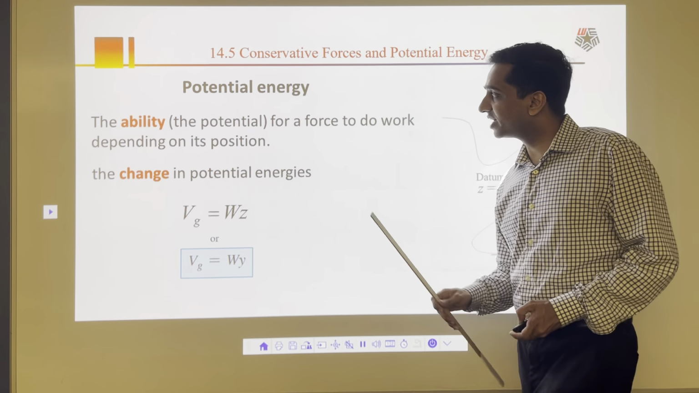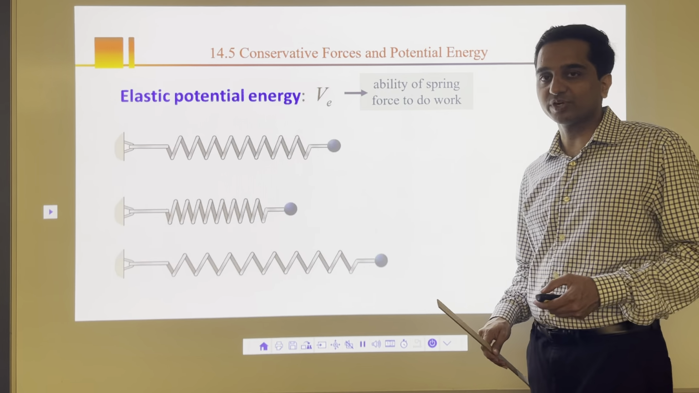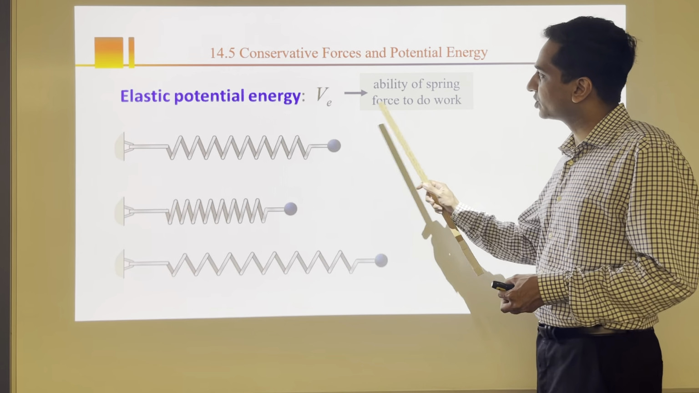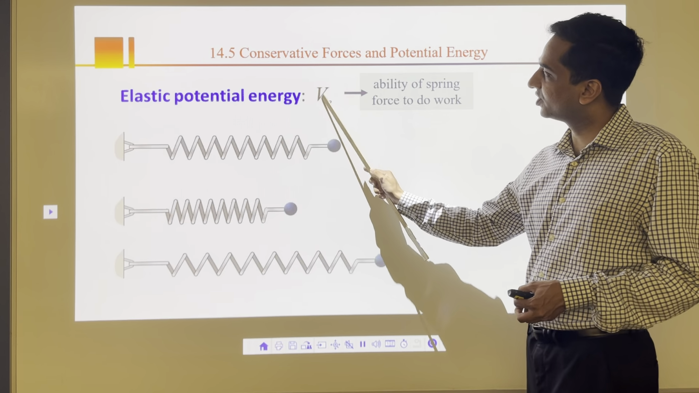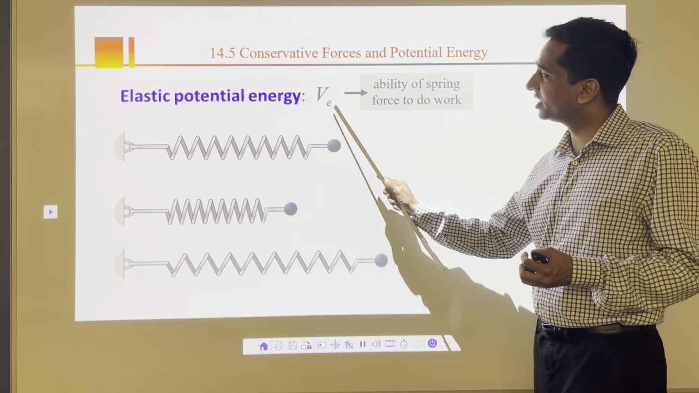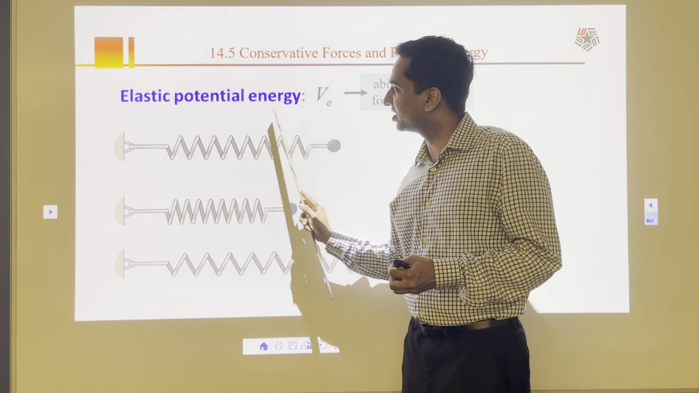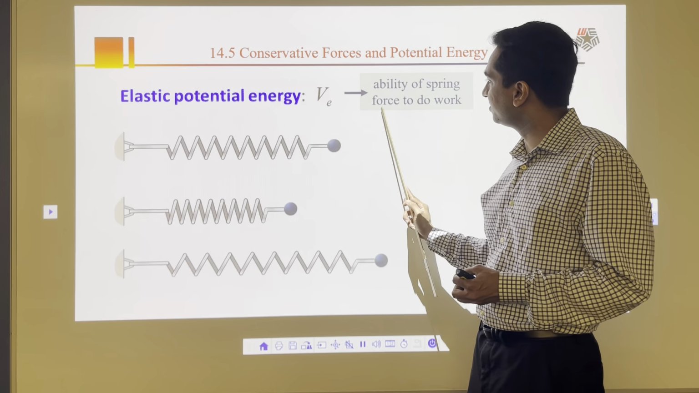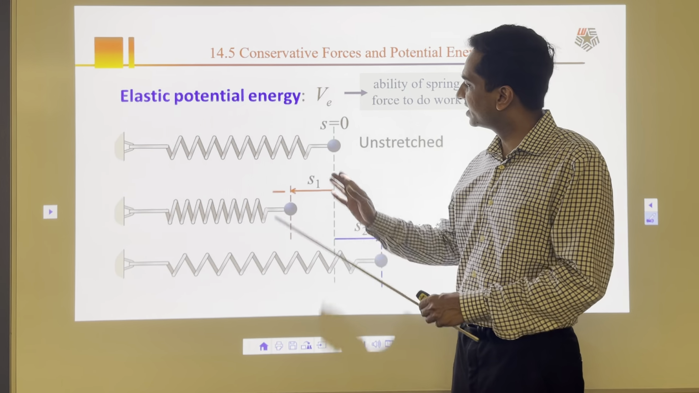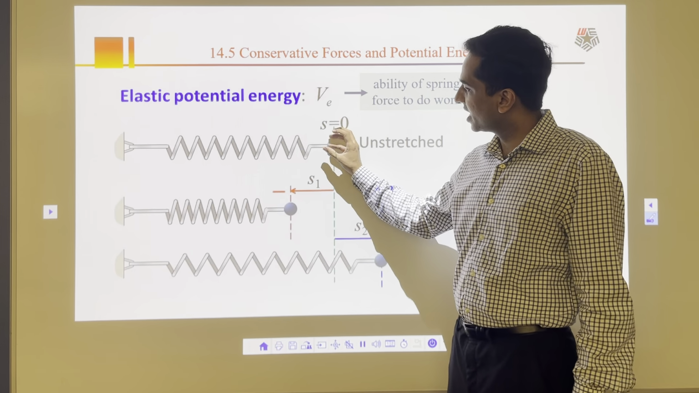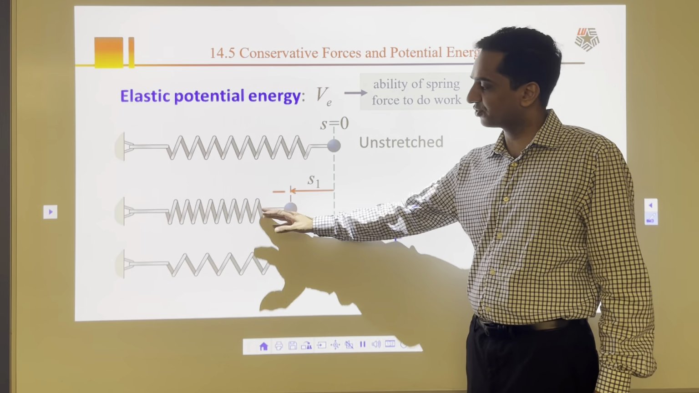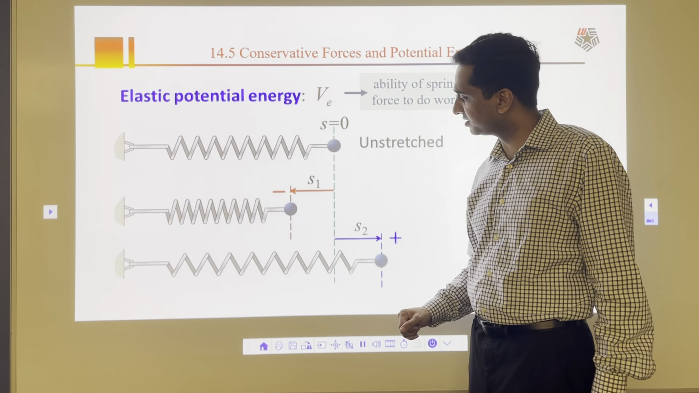Once we are done with gravitational potential energy, there is another potential energy: spring potential energy, or elastic potential energy. Elastic potential energy is given by the symbol Ve, where V is potential energy and E is elastic. So Ve is my elastic potential energy, the ability of a spring force to do work. I have a spring here. Initially it is in the unstretched position, and now I am going to either compress it or stretch it. Either way, there will be potential energy associated with the spring.